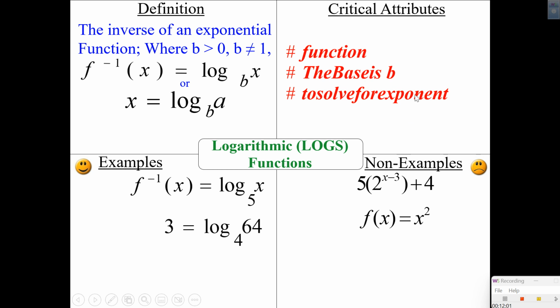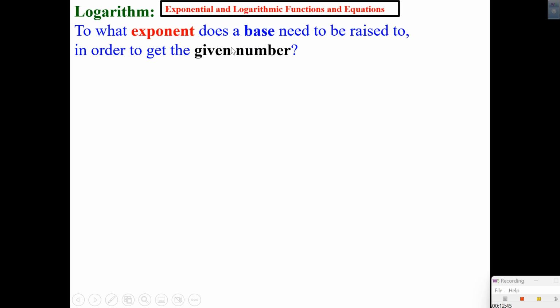Put your utensils down, look up to the screen, don't copy this. In other words, a logarithm is an actual question. Here's the question: to what exponent does a base need to be raised in order to get a given number?